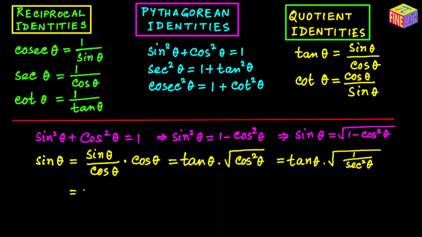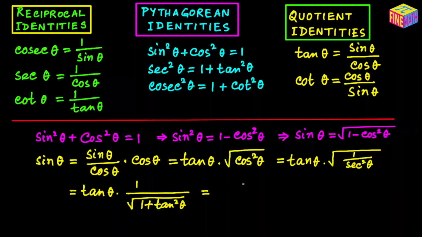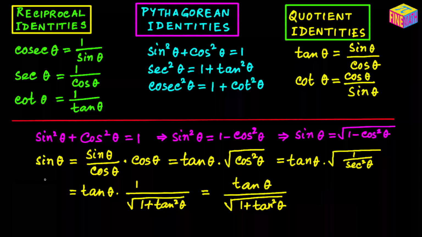That is equal to tangent of theta, which is outside of the square root and stays as is, and then the square root of 1 is obviously 1, divided by the square root of secant squared theta. We already have a Pythagorean identity there: secant squared theta is equal to 1 plus tangent squared theta. So in place of secant squared theta, I can write 1 plus tangent squared theta. Finally, we have tangent of theta as the numerator, and in the denominator the square root of 1 plus tangent squared theta. So now you see how we have converted sine theta into tangent of theta: tangent of theta divided by the square root of 1 plus tangent squared theta.